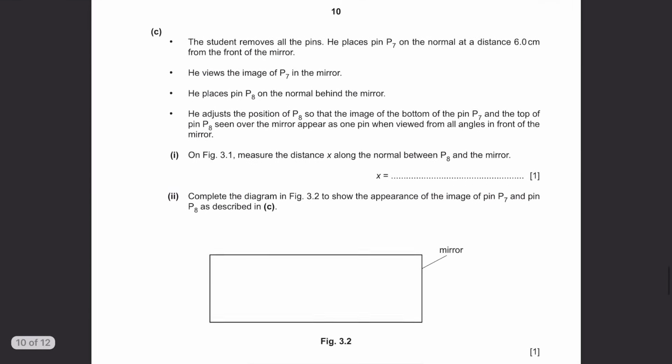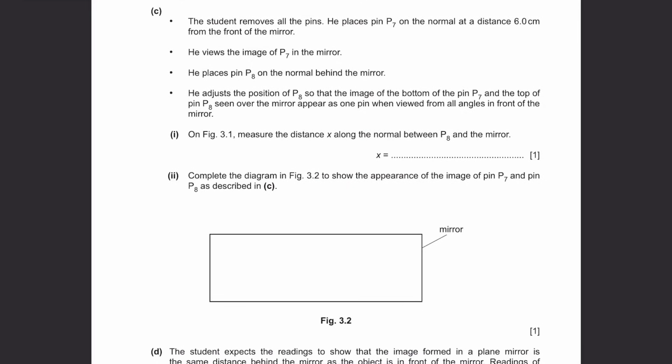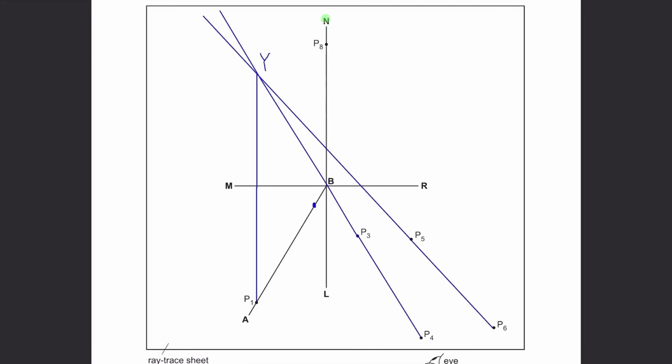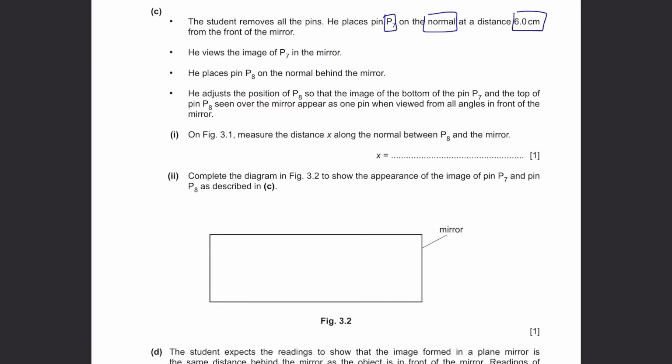Part C. The student removes all the pins. He places pin P7 on the normal at a distance 6 cm from the front of the mirror. Line NL is the normal, so pin P7 should be somewhere here, 6 cm away from the mirror. He views the image of P7 in the mirror. He places pin P8 on the normal behind the mirror.